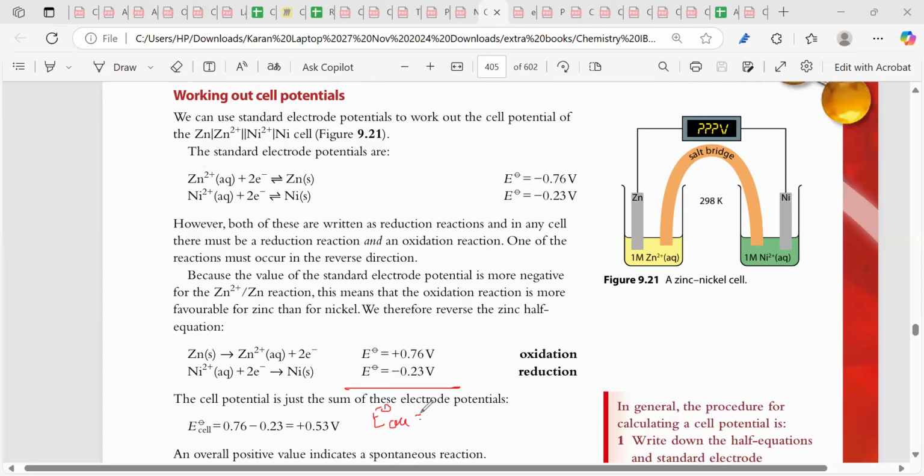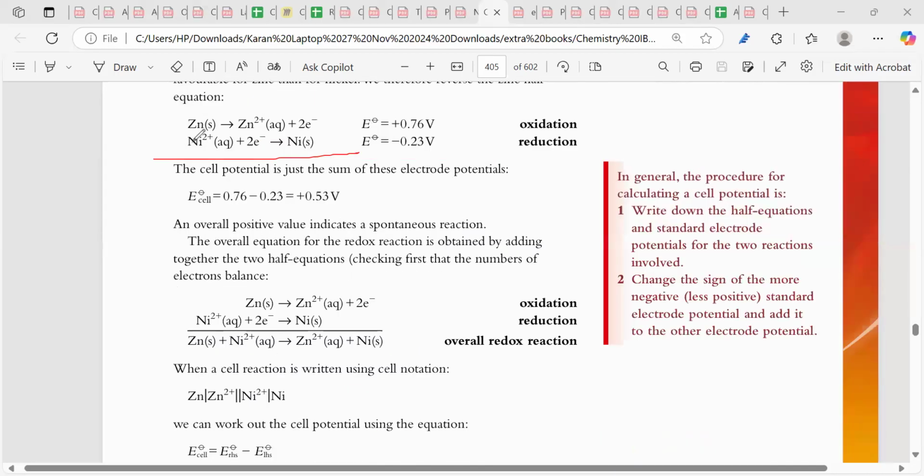Agreed. We have to add these two. Now, what's the overall cell reaction, guys? The overall cell reaction will be to add these two half cells, right? Clear? Fine. So two electrons get cancelled.